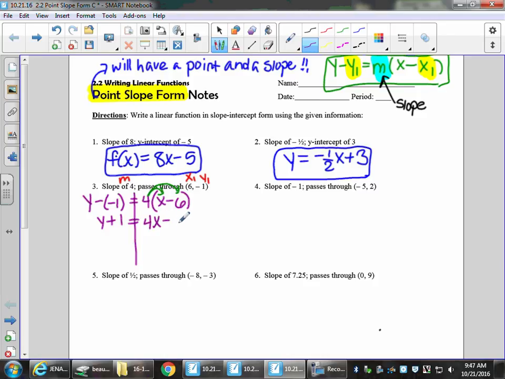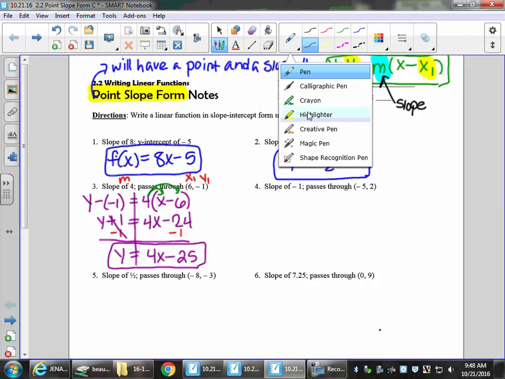minus 24. There's somebody I have not heard from yet. What can I do to finish this? There's one more step. There's some voices I have not heard yet. I want to hear your voice. Nope. Try again. Subtract 1. Remember, we're trying to solve for y, so that's what we want to get by itself. Y equals 4x minus 25. Very good. We're done.